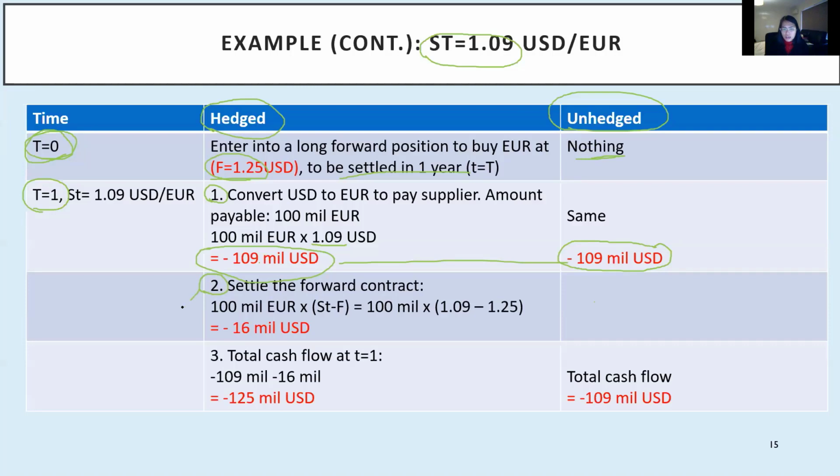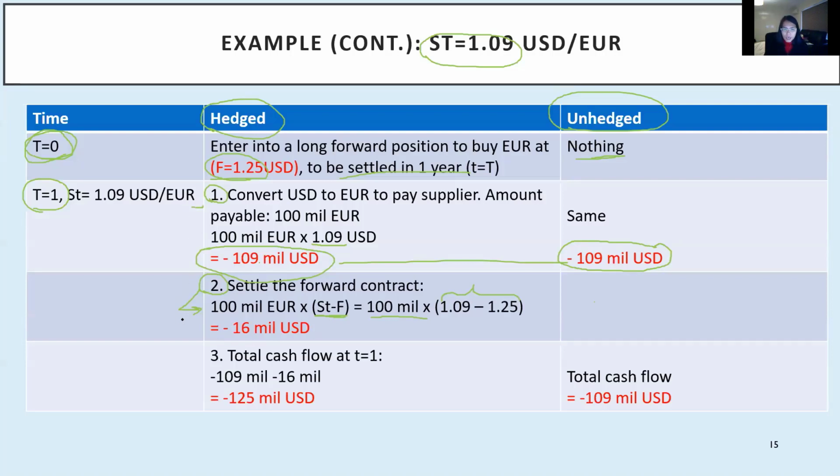In this case, I'm going to settle my forward contract using net settlement, which means I'm just going to transfer the net amount between ST and F to my counterparty. My payoff function for a long forward is ST minus F. And because ST is less than F, that means I will have to pay the counterparty. So how much do I pay? I will pay the difference between the future spot rate and the forward rate, times the notional amount of 100 million euro. That will be 16 million USD.